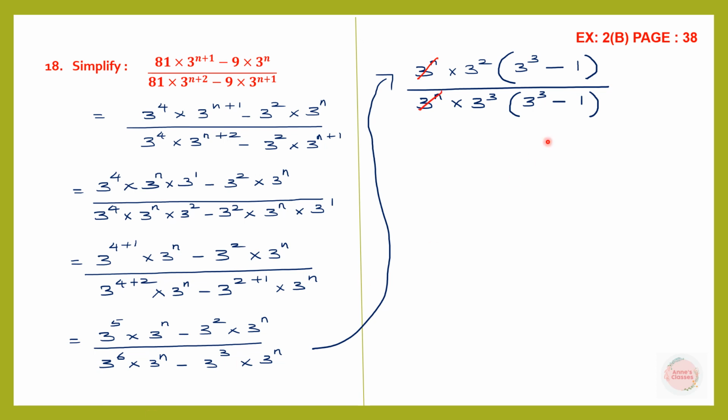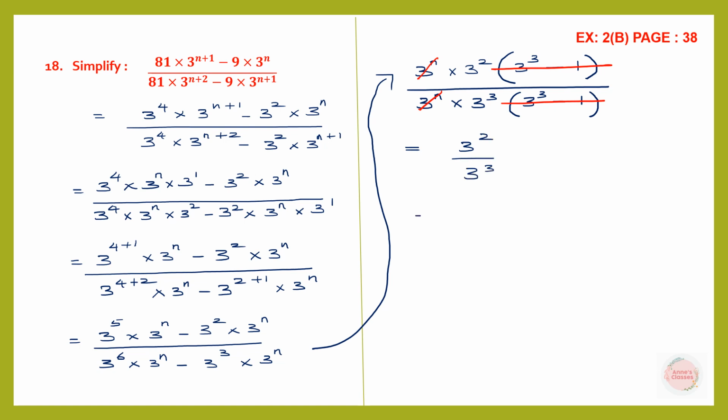Now look at this. 3 to the power of 3 minus 1, 3 to the power of 3 minus 1 also can be cancelled. It's the same thing because it's multiplication. Now I have 3 raised to the power of 2 by 3 raised to the power of 3. That's the only thing that's left. 3 square and 3 cube.